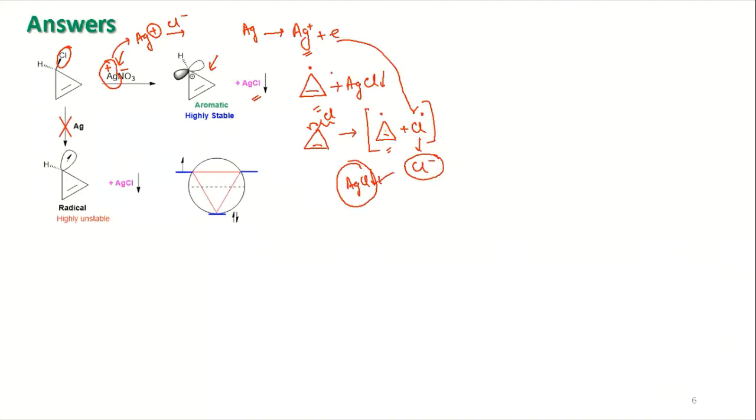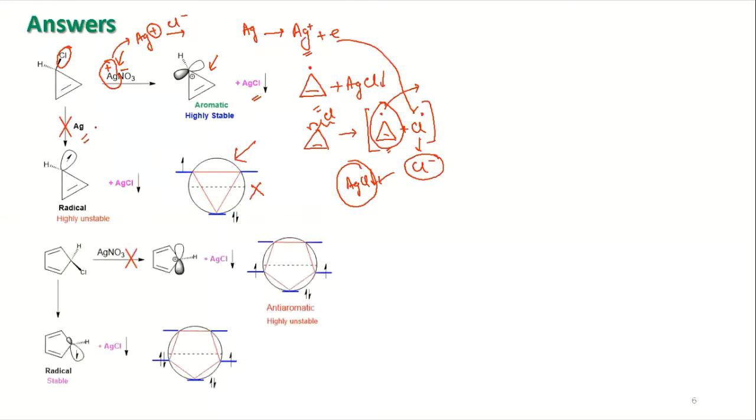Got it? The silver chloride precipitation will happen if the radical is stable. But here you see, this radical is not stable because your electron is at the anti-bonding orbital. So you have this situation, right? This is the situation. The radical is at the antibonding orbital. So this is not stable. That means it cannot react with metallic silver.